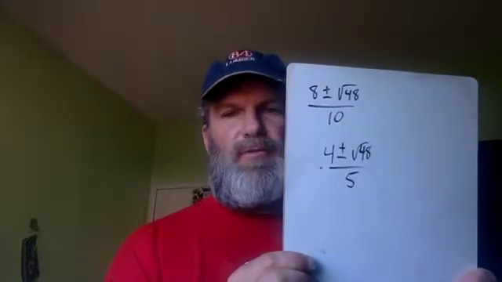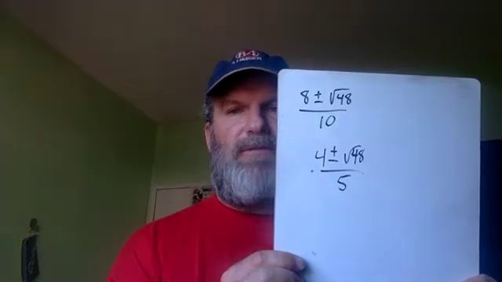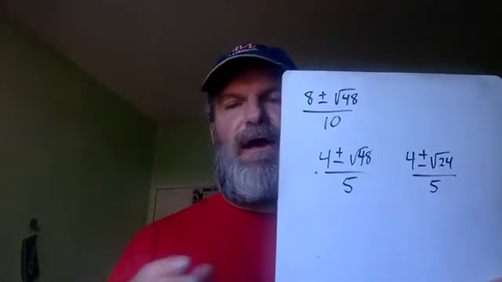So here's a common mistake. People want to reduce 4 and 10 and say this is 4 plus or minus the square root of 48 over 5. All right, that's one answer that's pretty common to a problem like this. And here's another one. You want to reduce all three of these numbers, the 8, the 48, and the 10, and you get 4 plus or minus the square root of 24 over 5. All right, these are two common mistakes.